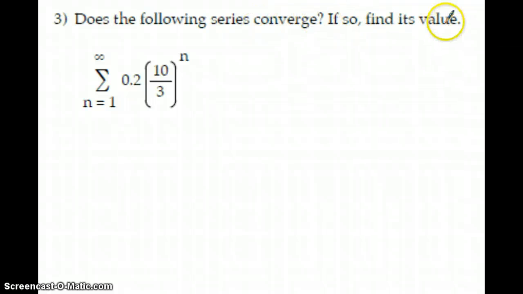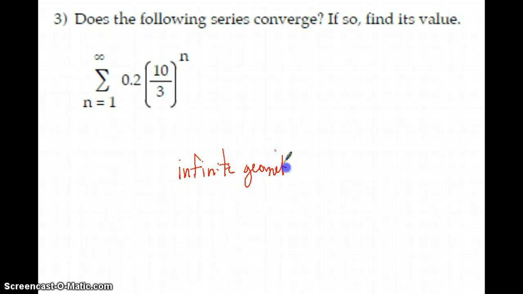Don't you love these open-ended questions? Does it converge? And if so, find the value. First of all, what we know about converging series: the ones we know are going to converge are infinite. Infinite. And the only ones we are really sure about. If I write cursive twice, is it recursive?